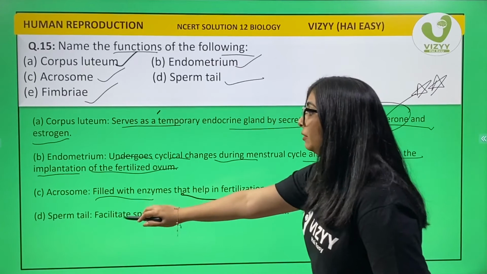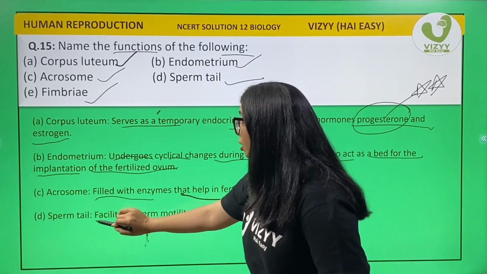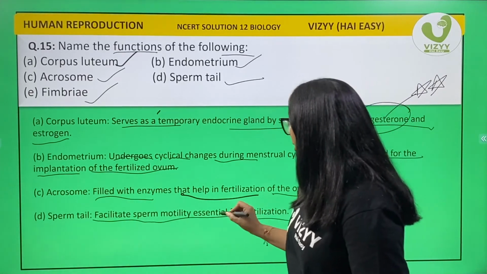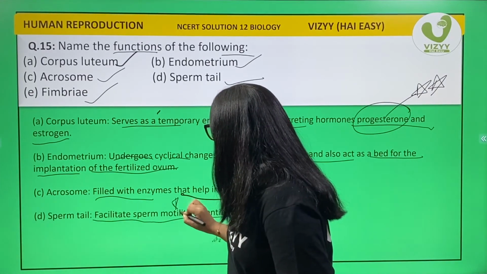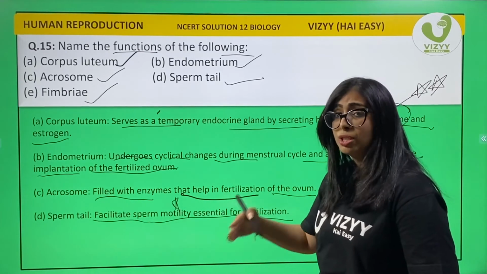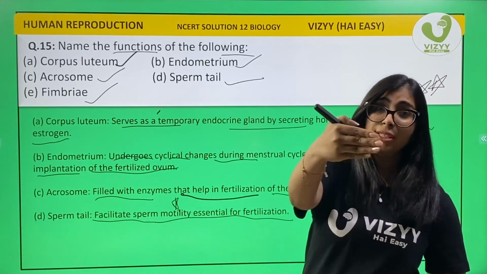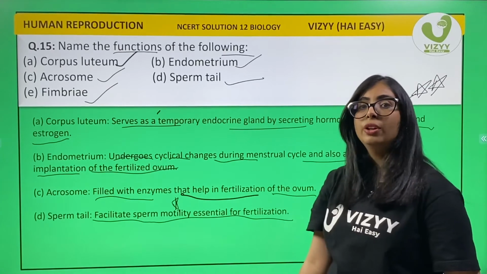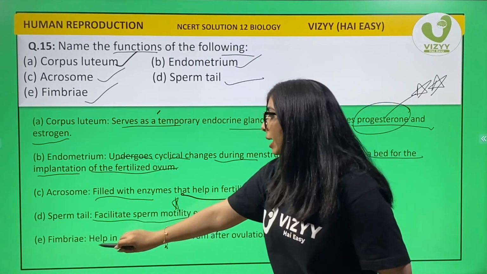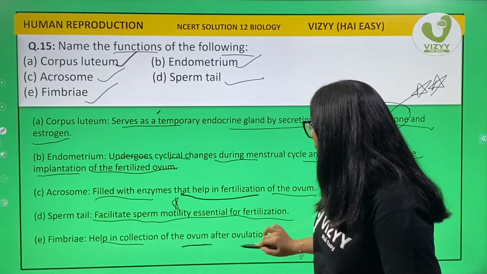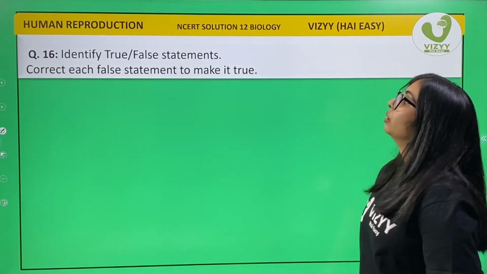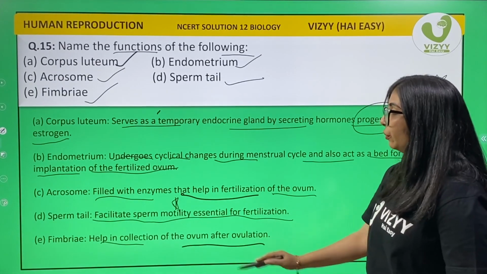And lastly, we've got sperm tail, which facilitates sperm motility and essential for fertilization. So, sperm tail will rotate in this motion so that the sperm moves across the membrane of an ovum. And lastly, we've got fimbriae. Fimbriae helps in collection of an ovum after ovulation. What? After ovulation.